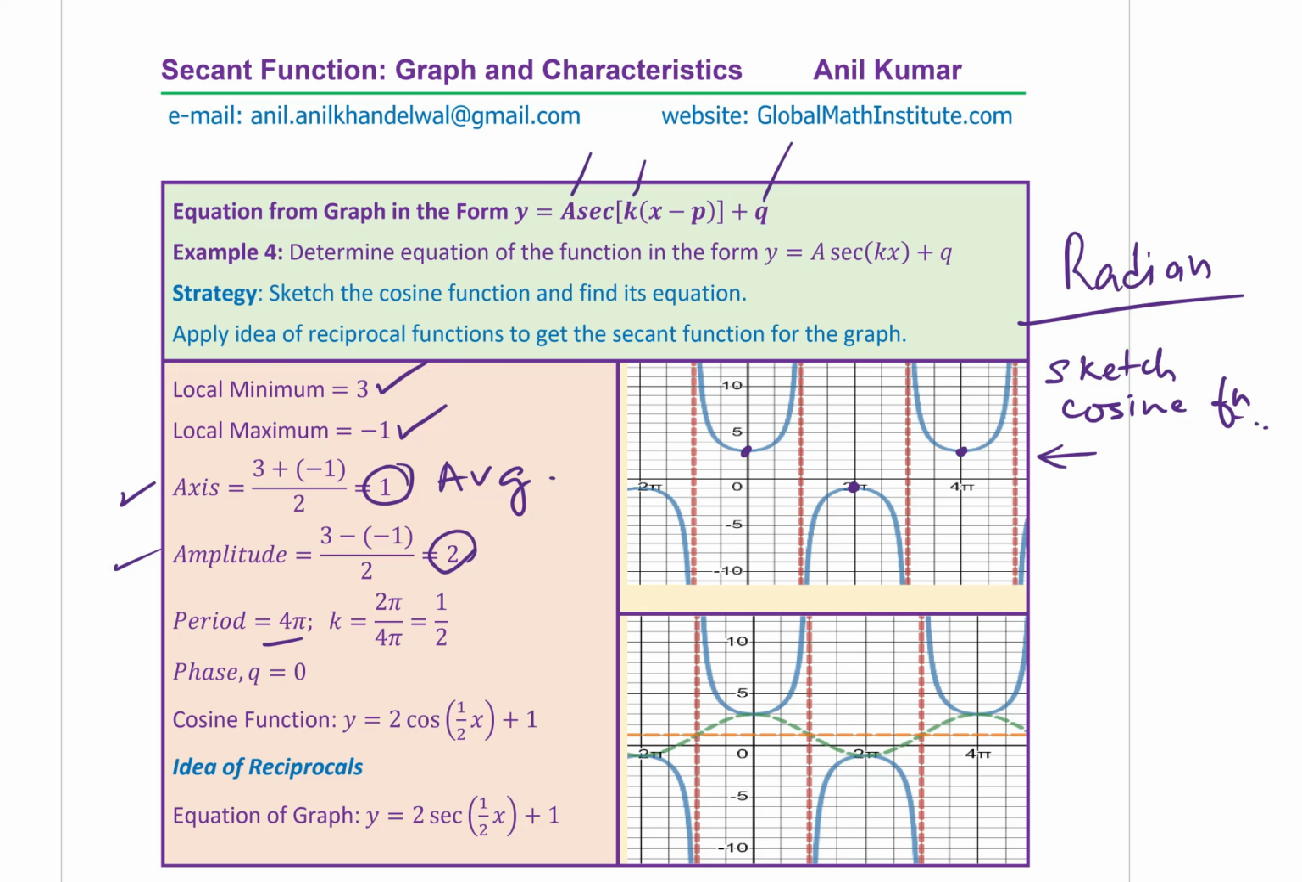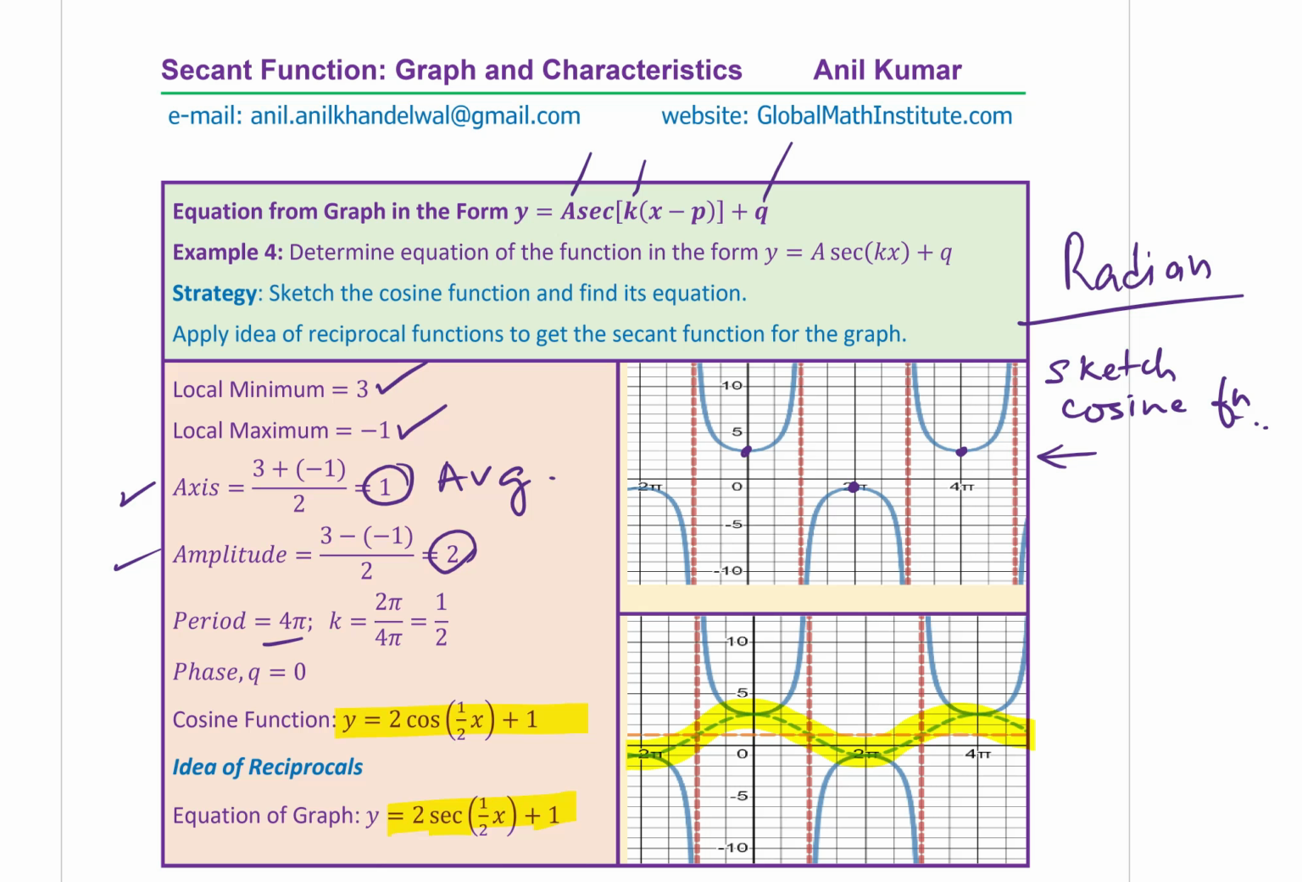Now we have all these values. We can write down our function, this time first in cosine, because that is the cosine wave which we just got. You got it, right? Whose equation is y equals 2 cos(half x) plus 1. And how do we get the secant? Just change cos to secant and you have your result. You get it. That is how we are going to do it.